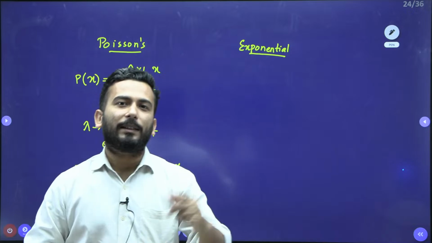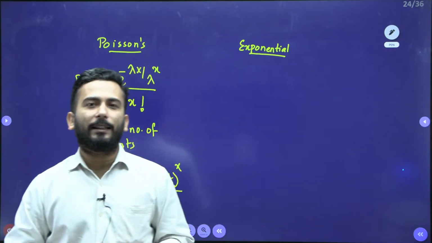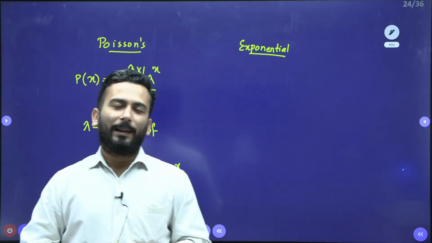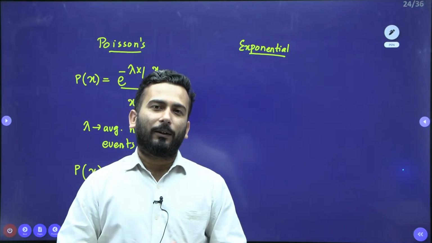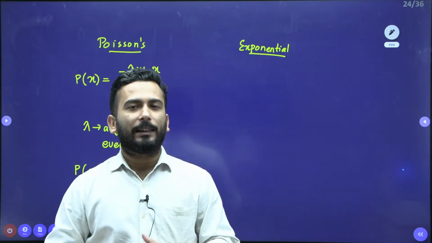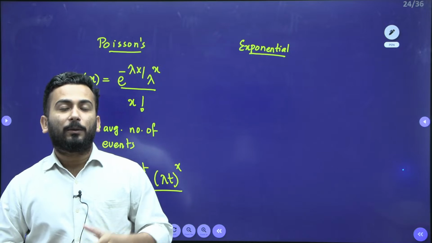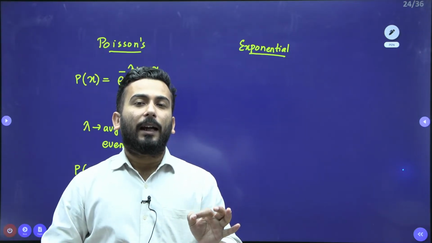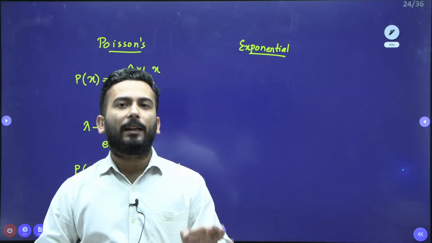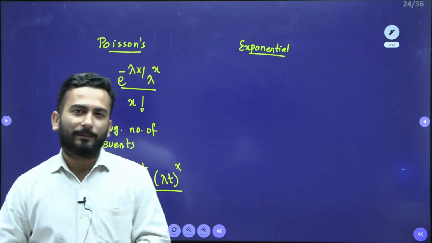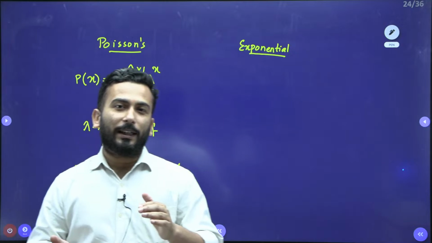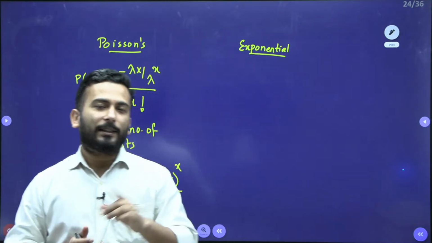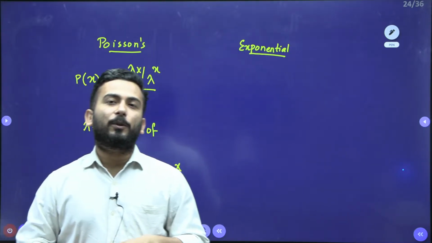And now comes the second factor, the second player in this game: time. They will be asking you, on an average there are 20 arrivals, let's say, and what is the probability that the next arrival has to wait more than 5 minutes. Now the question has changed, and they are asking you probability in terms of time.